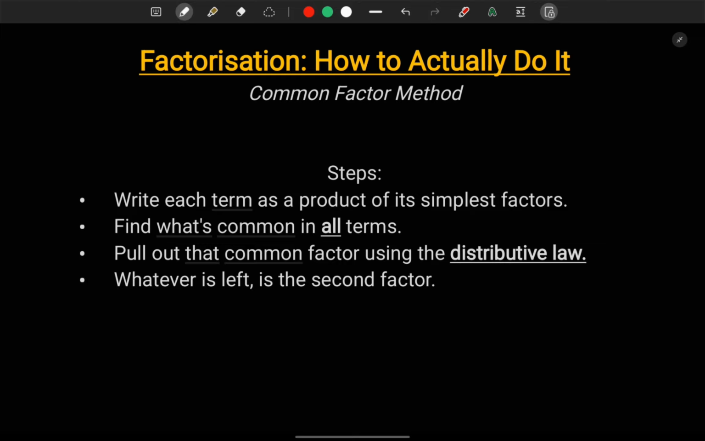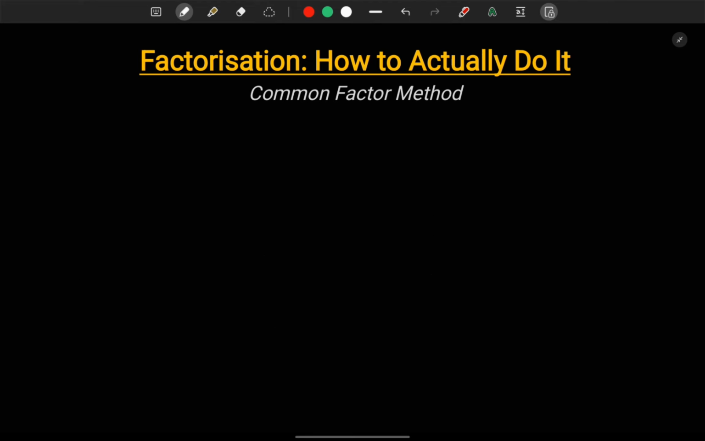And here are the steps. First, we have to write each term as a product of its simplest factors. Then, we find what's common in all terms. Then we pull out that common factor using the distributive law. Whatever's left will be the second factor. Let's take a look at an example problem.